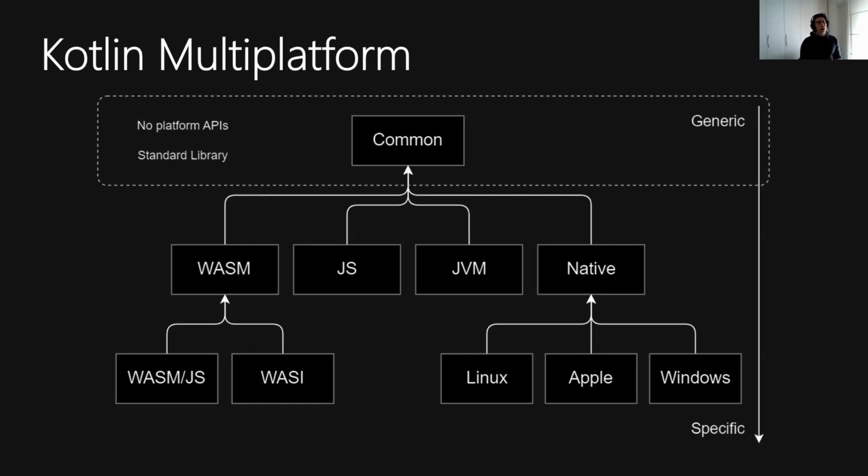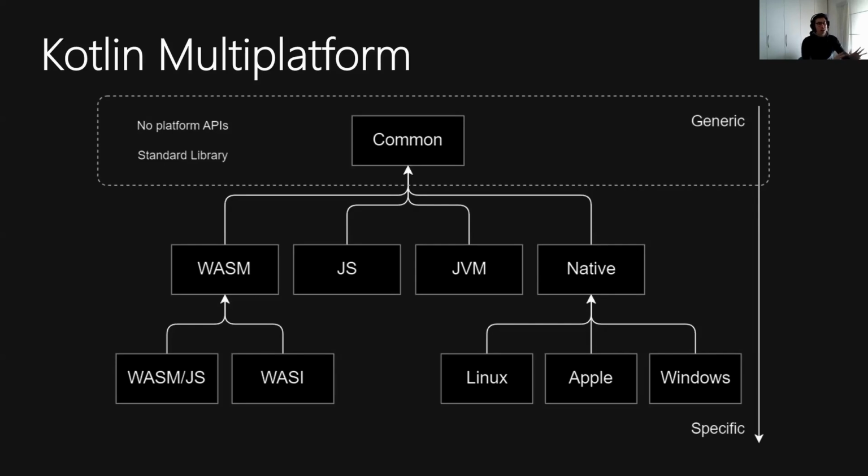And as we go down the hierarchy, we have access to more and more platform-specific APIs. So on the second level, we start having access to WebAssembly APIs, to Java APIs, to JS APIs, and to POSIX APIs in case of native. And if we go down further, for example, on the native side, we start having access to Linux-specific APIs or to Windows-specific APIs. That's how Kotlin multi-platform works.